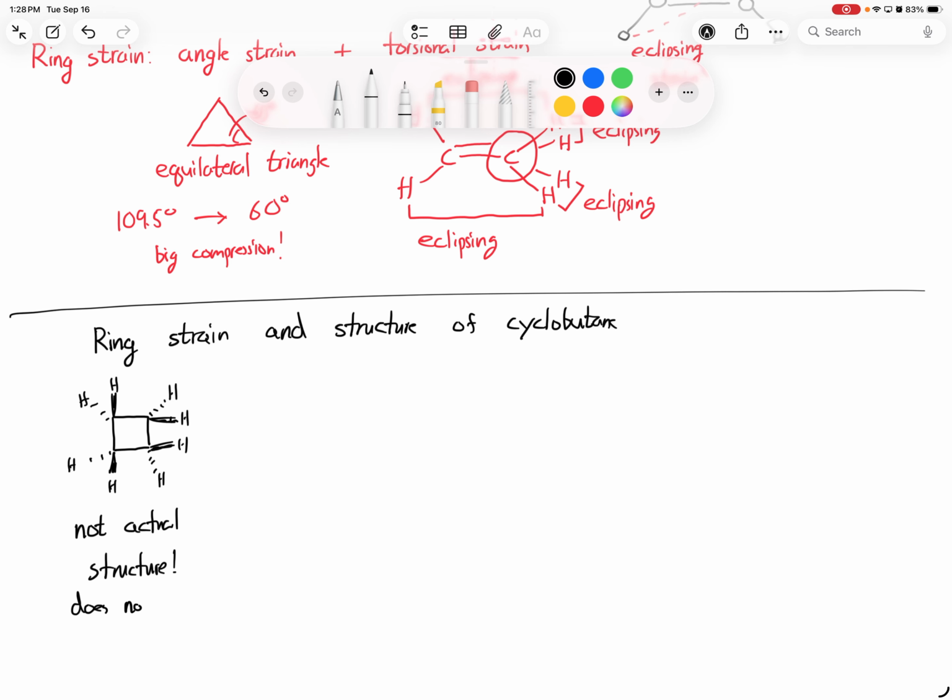Does not look like this. Okay? And the reason is, why do you think it won't look like this? What's wrong with the hydrogens?